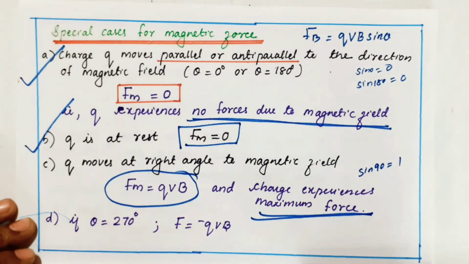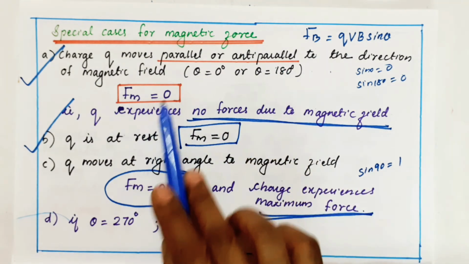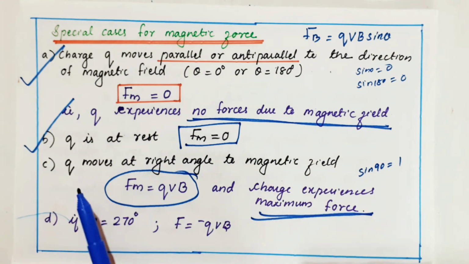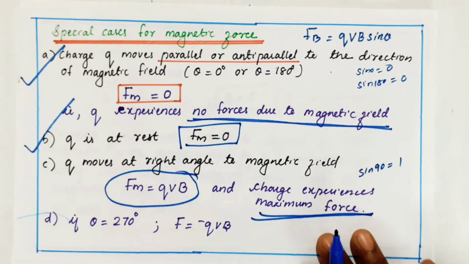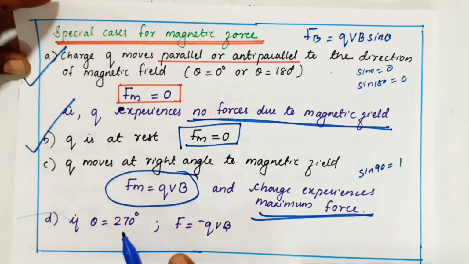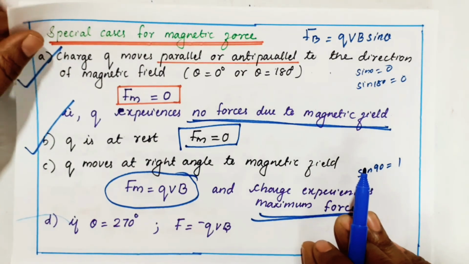So these are the four cases I need to tell. If Q moves parallel or anti-parallel, Fm equals 0. If Q is at rest, Fm equals 0. If Q moves at right angle, your force is maximum and it is QVB and that is the maximum force. And another one is, if theta equal to 270, F equals minus QVB.